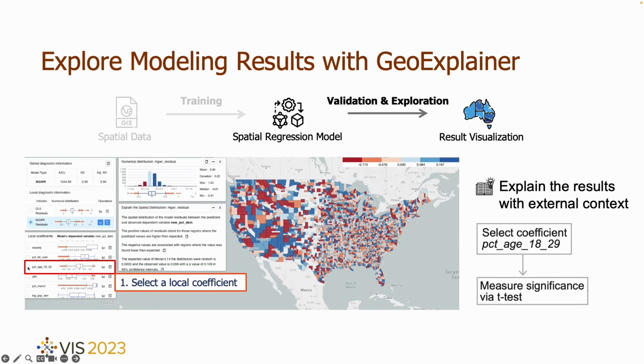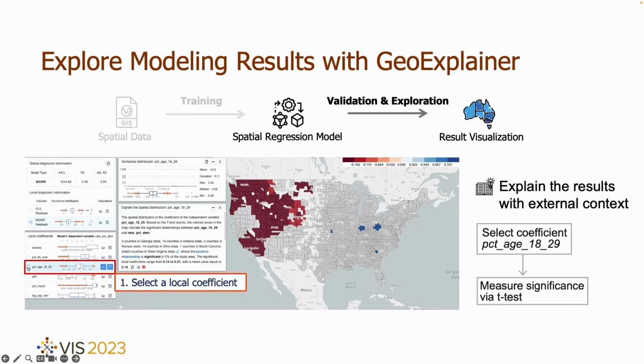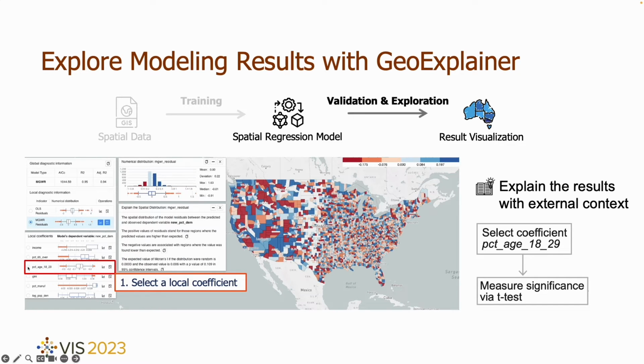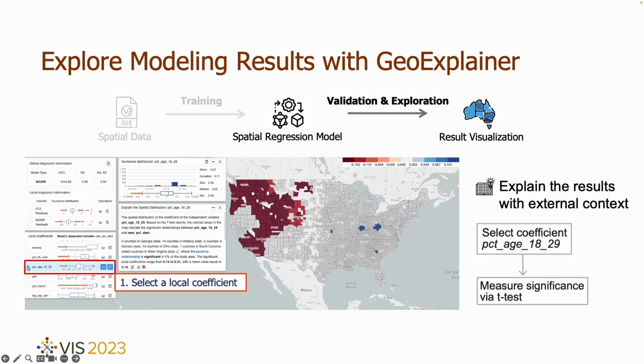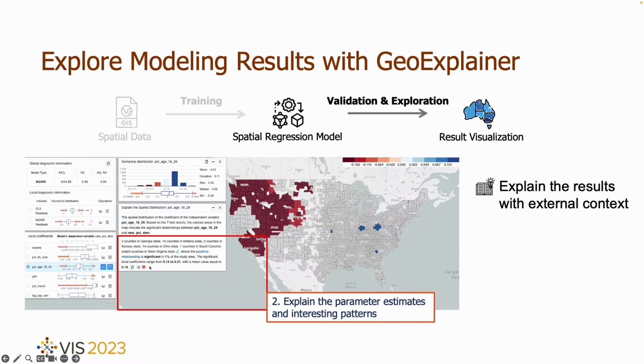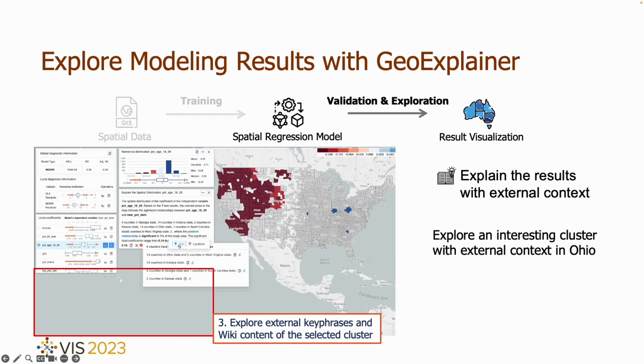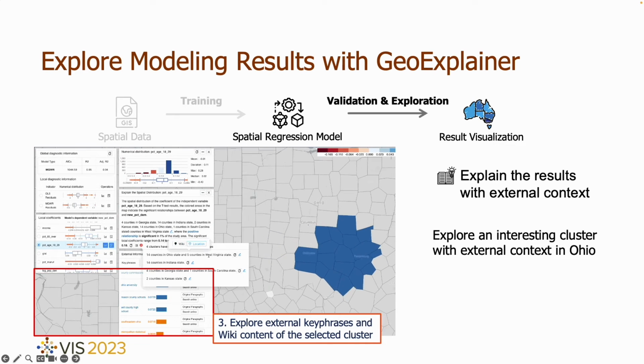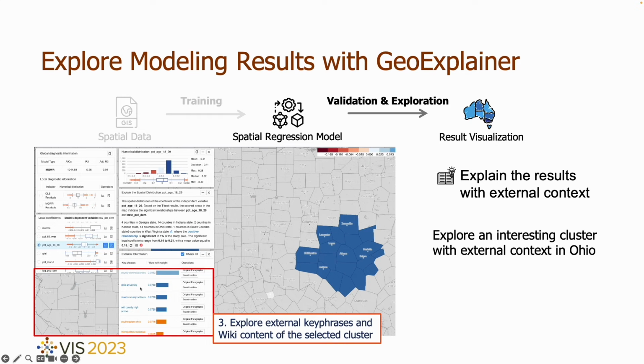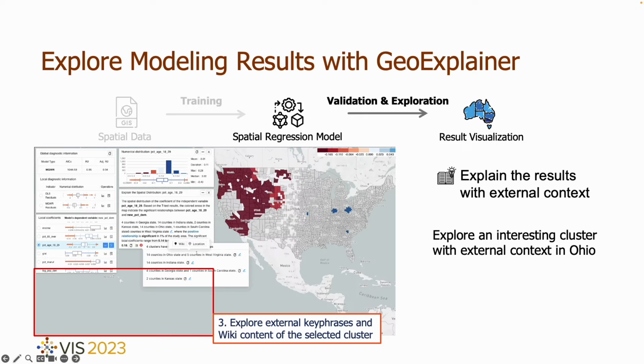This example shows how GeoExplainer explains the parameter estimate result of young people who tend to vote for Democrats with external contextual information. The system presents the explanation of the spatial distribution, including automatically detected interesting patterns. Analysts can locate related clusters and browse the external key phrase information grabbed from Wikipedia, ranked by their weights. Original Wikipedia contents are dynamically linked with each key phrase for reference.